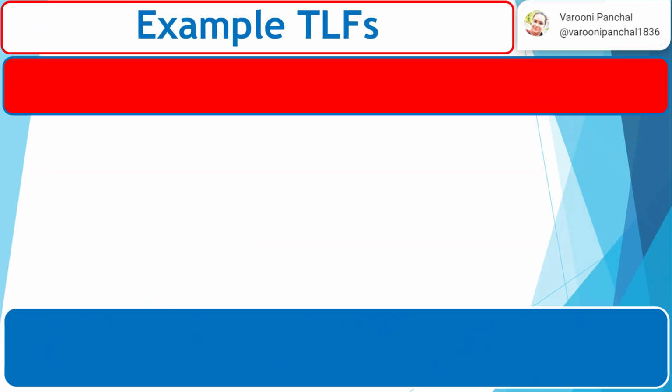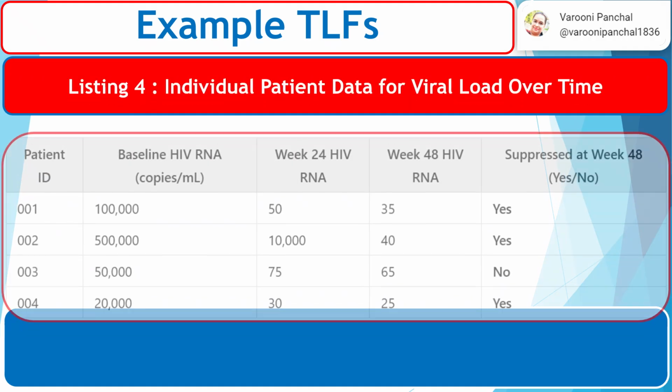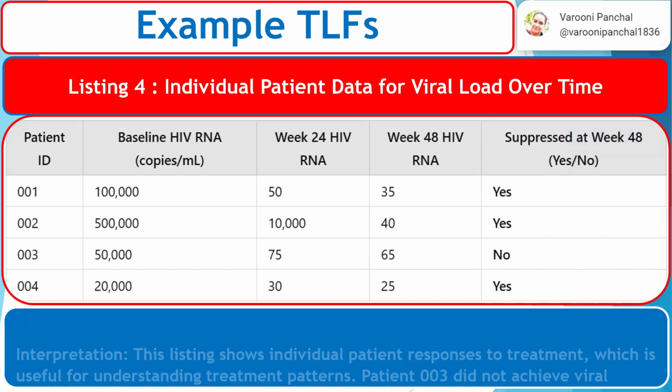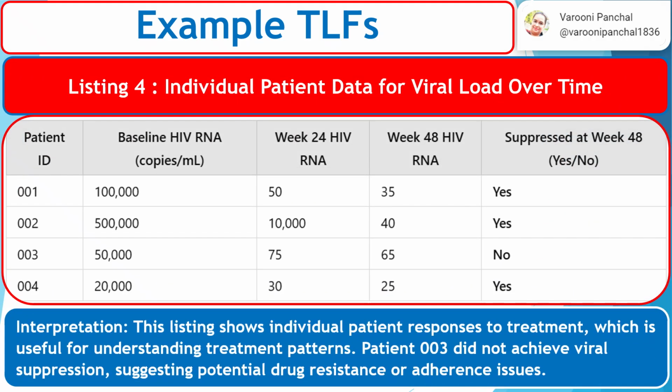Listing 4. Individual patient data for viral load over time. Interpretation: this listing shows individual patient responses to treatment, which is useful for understanding treatment patterns. Patient 003 did not achieve viral suppression, suggesting potential drug resistance or adherence issues.